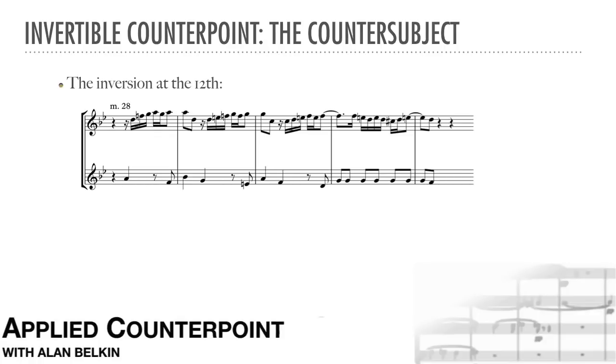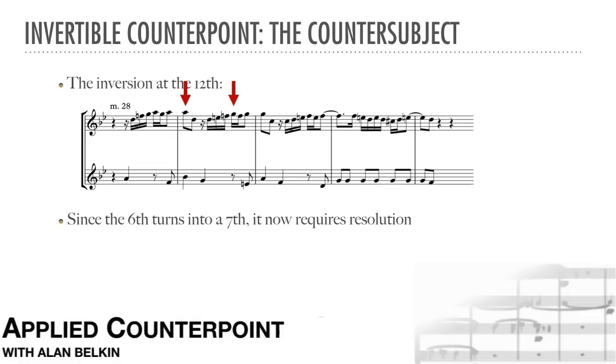I've only quoted the voices with the theme and the counter subject here. Since the 6th turns into a 7th, it now requires resolution. Bach has cleverly arranged the line so that, for example, the 7th A at the start of the second bar resolves onto the G a bit later in the bar, and the same thing happens in the next bar.